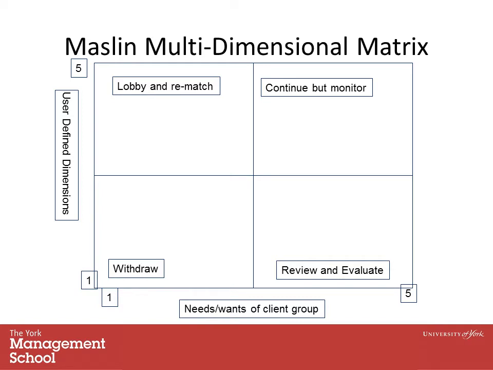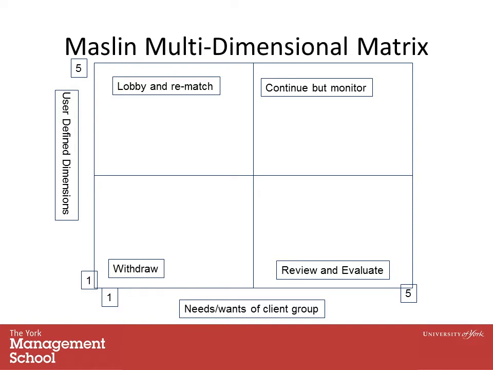And they came up with this, and effectively you take your strategies and you rate them between 1 and 5 against the needs and wants of your client group and against a series of user-defined dimensions, and then you plot them on the matrix, and you're basically looking to see which of the 4 quadrants it will fall into, which we'll look at in great detail later. But basically, should it fall in the bottom left-hand corner, low desire for the users, low desire for your client groups, the sort of thing you withdraw from.